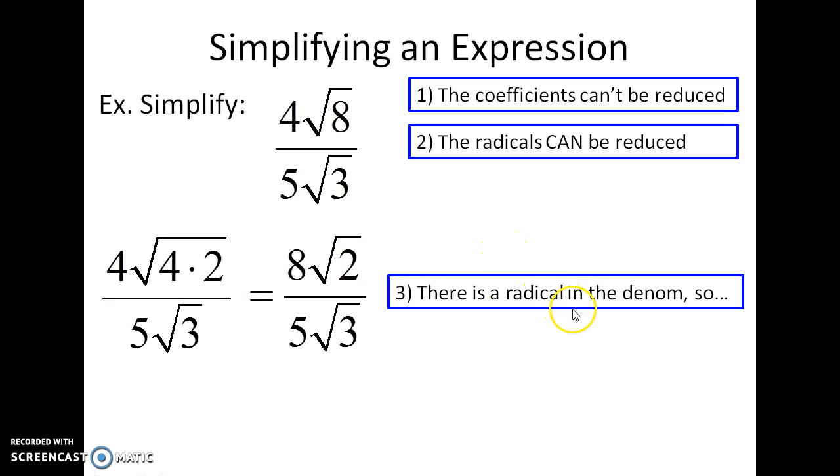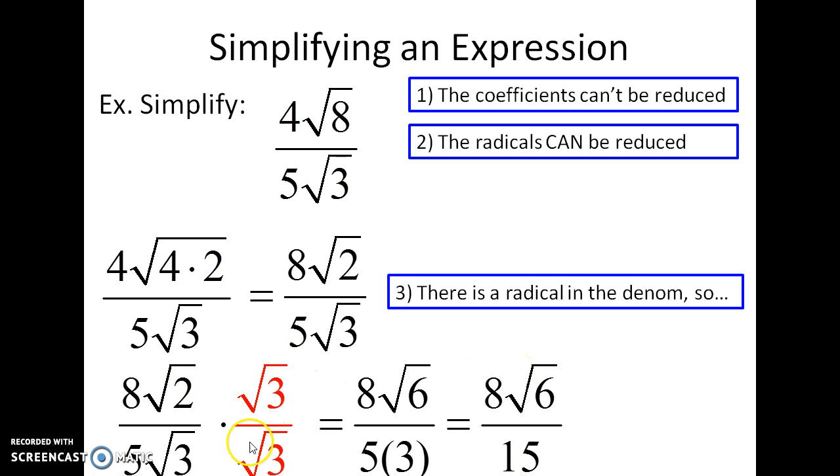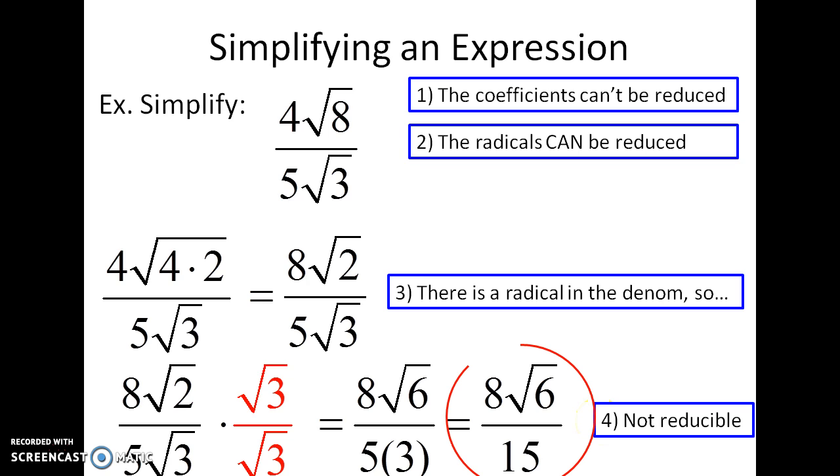Next, because there is a radical in the denominator, we need to multiply the top and the bottom by the radical. You'll always pick the expression of the radical in the denominator to multiply the top and the bottom. That's how you end up canceling out the radical. Here when I multiply, I would get on top 8 and root 6. And at the bottom, 5 times, we know root 3 times root 3 is just equal to 3. That ends up being 8 root 6 over 15. This is not reducible, so that's the final answer.